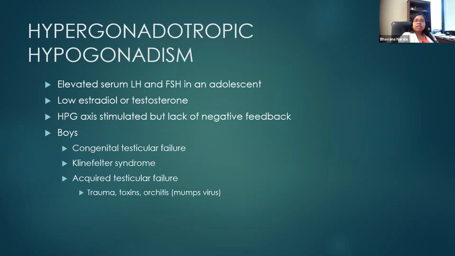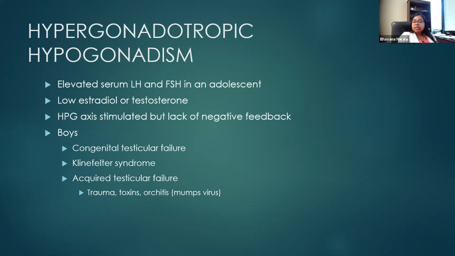And then say you do get gonadotropins, and instead of being low, they are very high. So LH and FSH are extremely high, and then they have undetectable testosterone or estradiol, right? So you can see that the HPG axis is stimulated, but there's lack of negative feedback, so these LH and FSH levels continue to go up. So in boys, this could be congenital testicular failure. I've seen one kid with this, and they will need help with testosterone throughout their life.